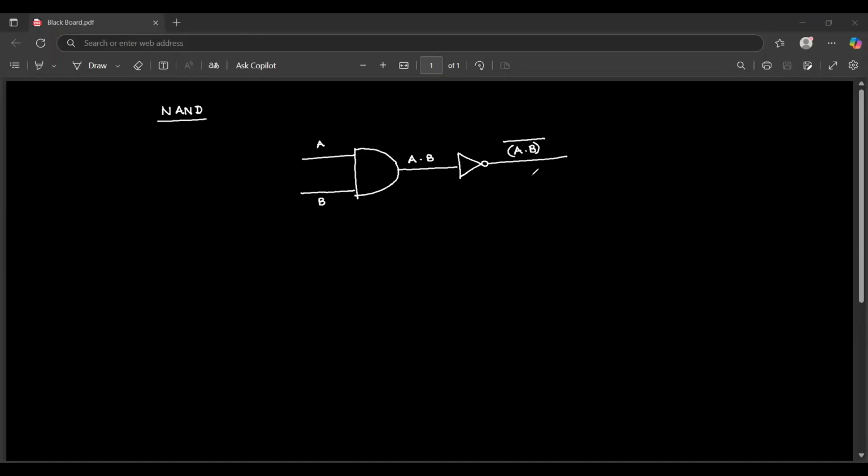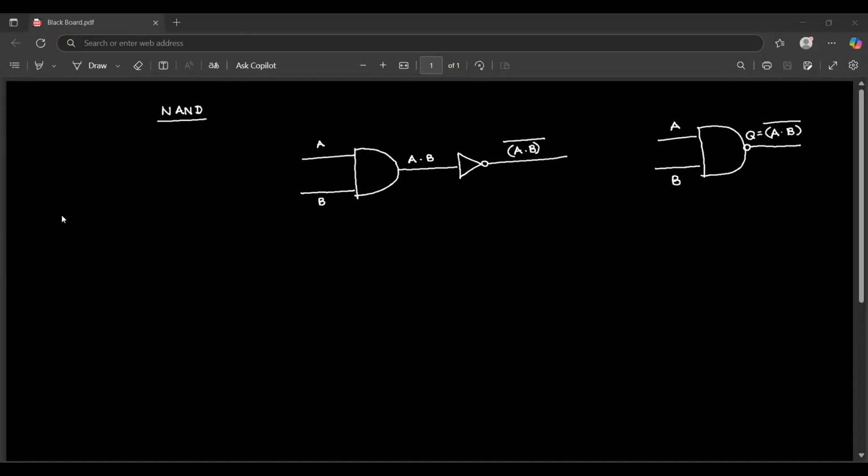So do we have a single circuit diagram for the NAND gate? Yes, we do. It looks like this. We have two inputs, and there is this NAND gate symbol. This is the NAND gate symbol. So we have A, we have B. The output will be A dot B, whole thing to the bar. So this will be the output.